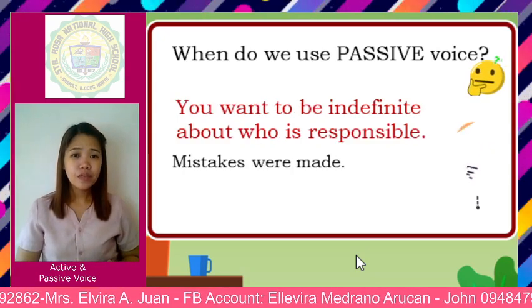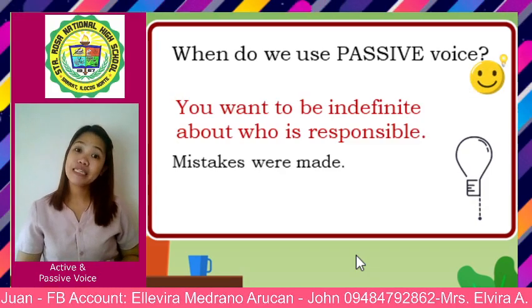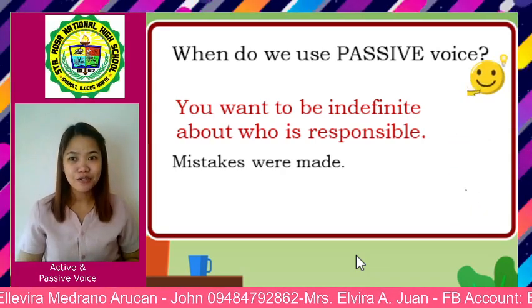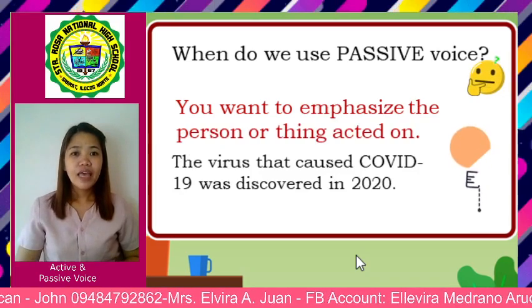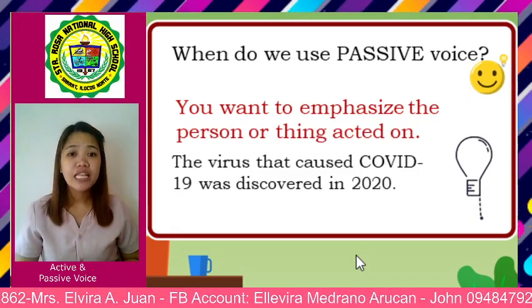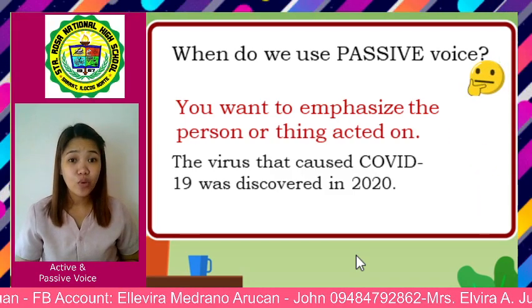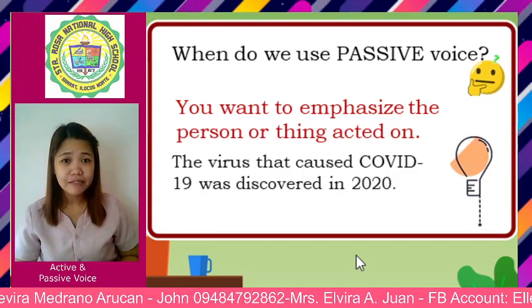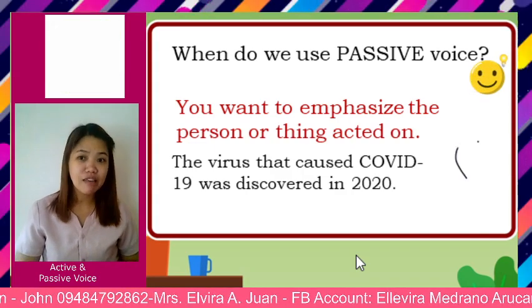Another, you want to be indefinite about who is responsible. Like, mistakes were made. Who made the mistakes? I don't want to tell you. So I use passive voice. And you want to emphasize the person or thing acted on. The virus that caused COVID-19 was discovered in 2020. So what do we want to emphasize? It's the virus and not the one who discovered the virus.